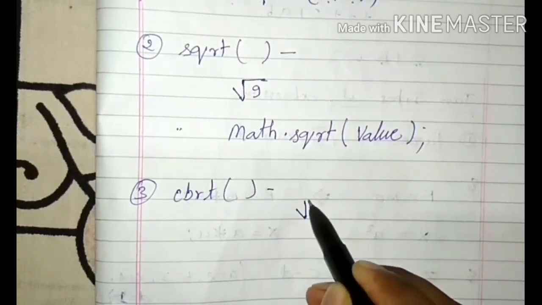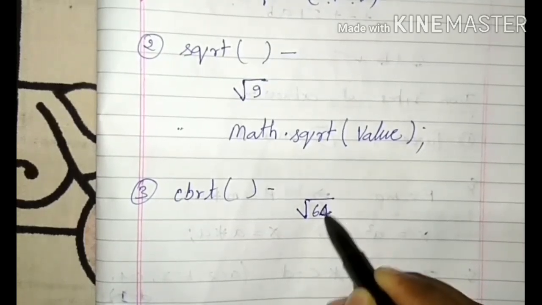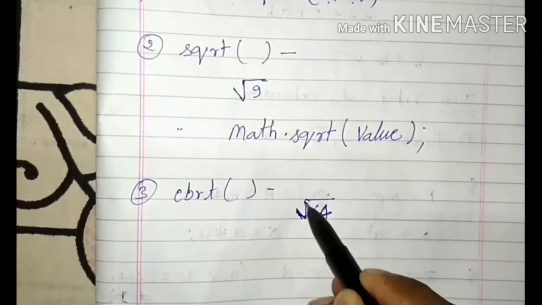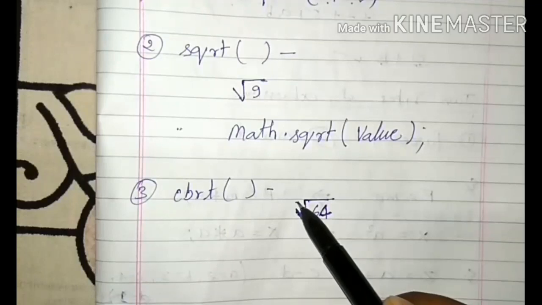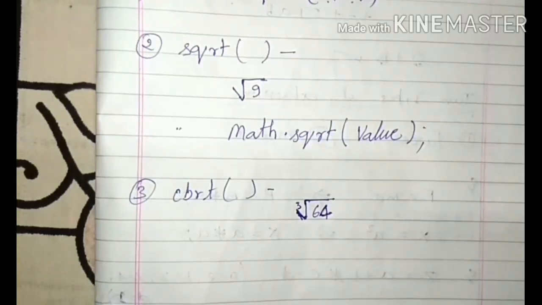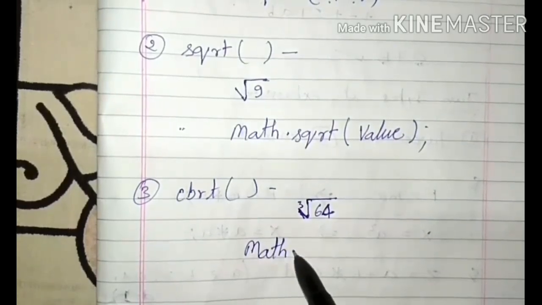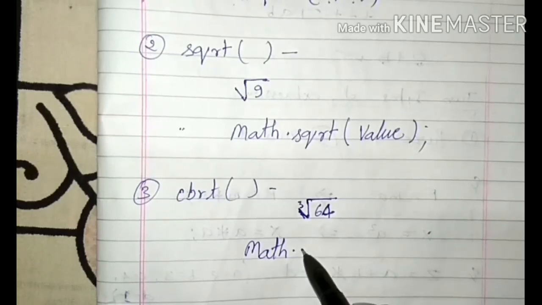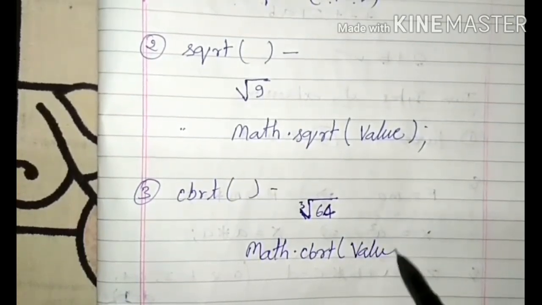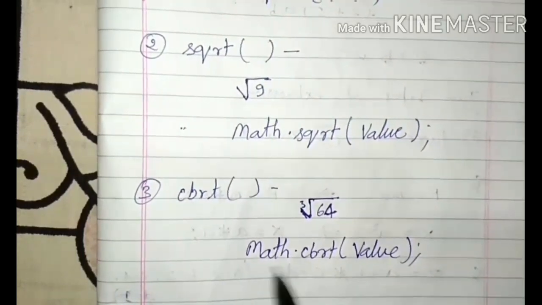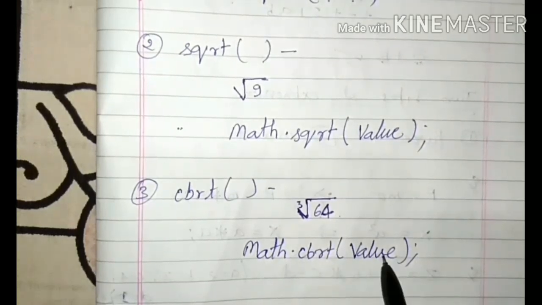Suppose I am writing here under root, suppose I am writing 64. If you write it like this, then this is considered as SQRT, means square root. But if you write here 3, then this will be the cube root. If you want to calculate this cube root, then you can use Math. M should be capital, mind this, as Math dot CBRT and value. For example, if you want to calculate this cube root of 64, then you have to write Math dot CBRT 64 and this will return your result.